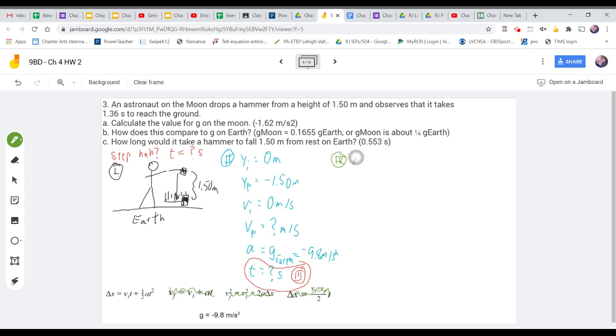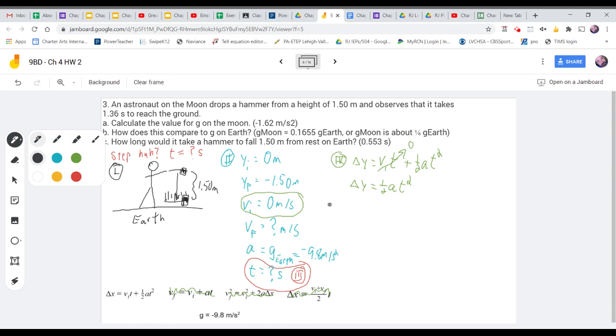So the equation we're going to have is delta y is equal to V initial t plus 1/2 a t squared. We do have a useful 0 again. So V initial times t, that's going to be 0. This gives us delta y is equal to 1/2 a t squared. And the thing we're solving for here is t.